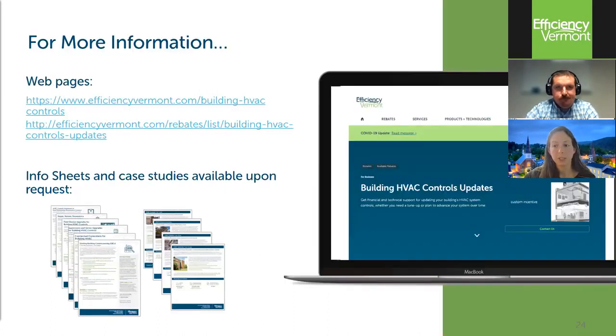So if you'd like any more information on Efficiency Vermont's HVAC controls offers, please feel free to visit our website at either of these links on this page. We also have some info sheets on each of the offers, as well as case studies similar to Hartland Elementary School and Springfield Hospital, which are available upon request.